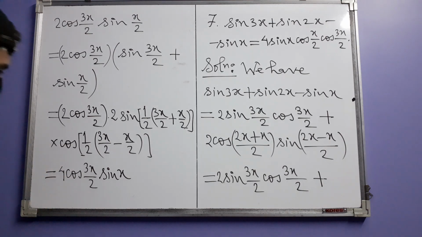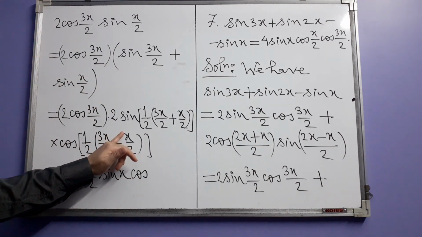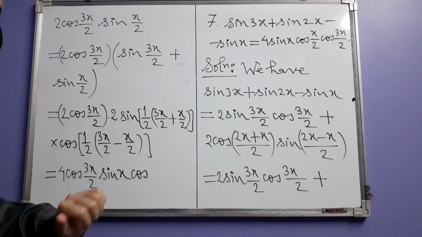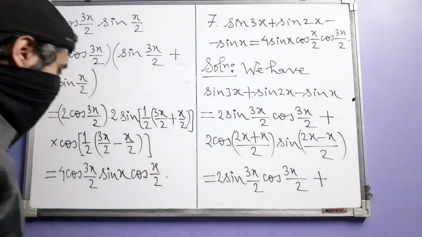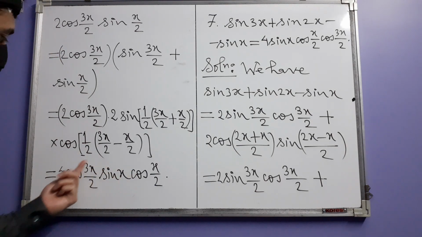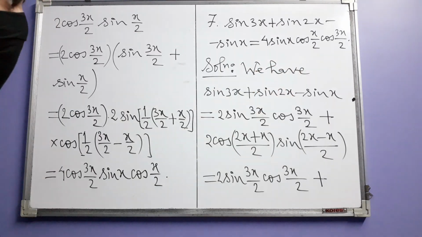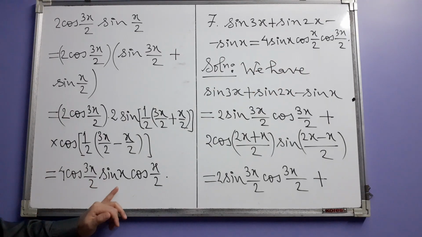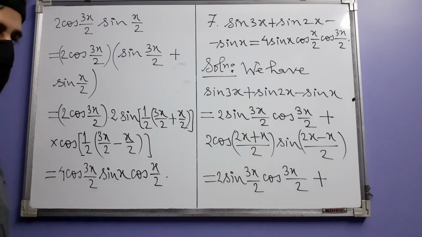And here there is another cos term. So 3x minus x is 2x. 2x divided by 2 is x. So that means here you are getting x divided by 2. If you want, you can write one more line where you rearrange these terms according to how it's needed. Okay, so 4 sin x cos x over 2 times cos 3x over 2.